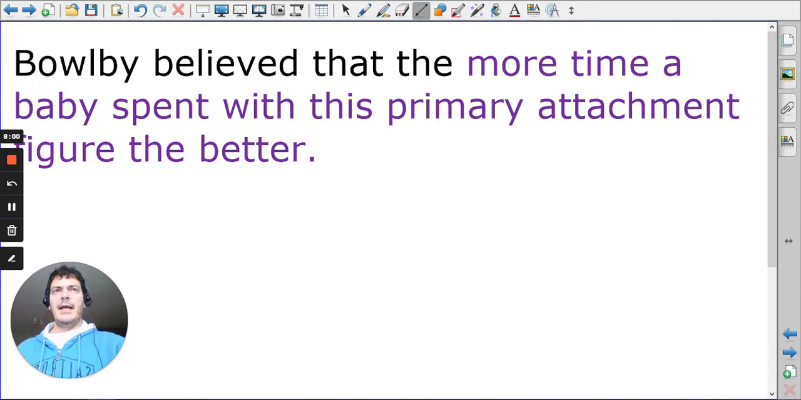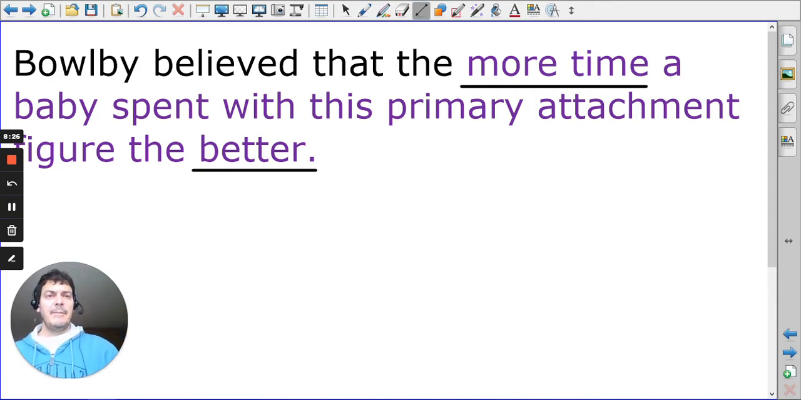So then, adding to monotropy and the importance of it, Bowlby said, okay, so if that primary attachment figure has that pinnacle, that hierarchy of importance, then the more time we spend with that primary attachment figure, the better. Okay, so the more time, the better. And in fact, this is potentially where we can draw some criticisms of Bowlby, or consider what the implications of this are. So if you are a mother that wants to return to work, this could well have implications, because he's actually saying that the more time, the better.